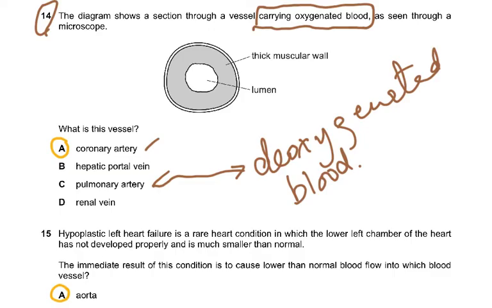You see, these were of course all wrong. Veins were all wrong, except for the pulmonary vein, which carries oxygenated blood. So we could have given you pulmonary vein here. But the choices were between coronary artery and pulmonary artery, because the two veins that were given to you were hepatic portal vein and renal vein, which carry deoxygenated blood.